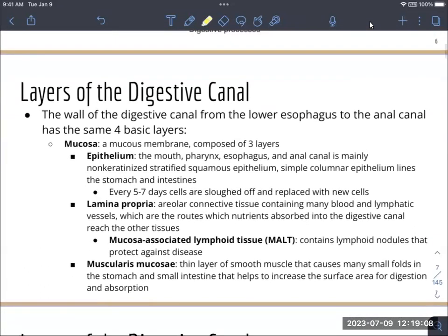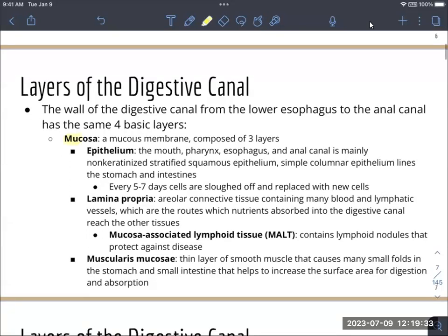So most of our digestive canal has the same basic layers. There is a little bit of difference in some different areas. We'll talk about those when we get to those specific areas. But these are the 4 basic areas or layers to the digestive canal we're going to find throughout.